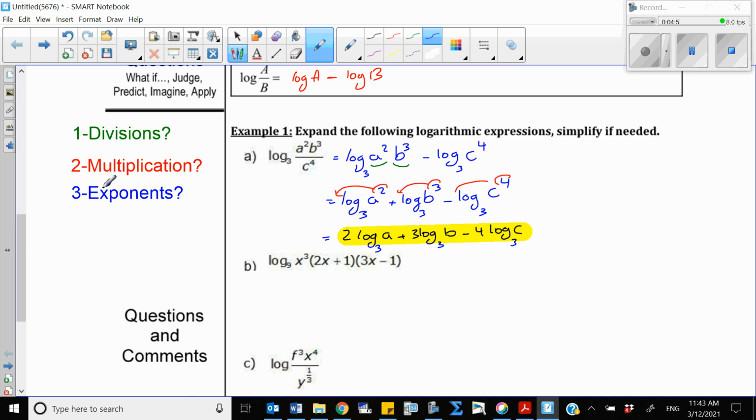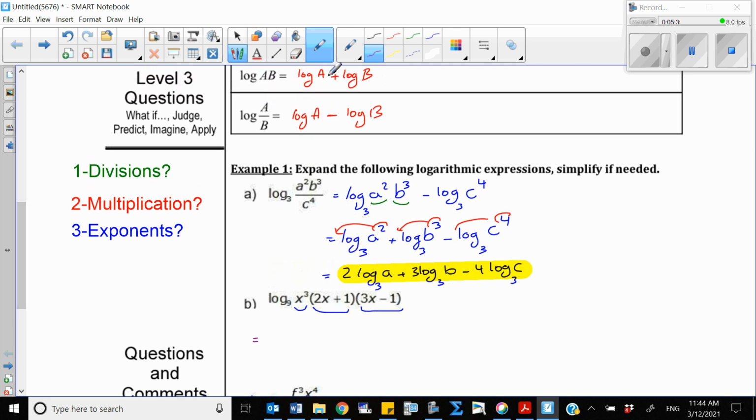And the last thing that I'm going to look for is the exponents. Do I have any term with exponent? If yes, then move the exponent to the front. So we're going to do the same thing here again. Do I have a division here? No. So I'm going to go to the next step. Do I have multiplication? Yes. What am I multiplying? I'm multiplying x cubed by 2x plus 1 by 3x minus 1. Basically, we're just finding the factors, and then we can simplify. So I'm going to simplify this in this way. So log of 3 factors multiplied by each other, I can write them as sum of log of the factors.